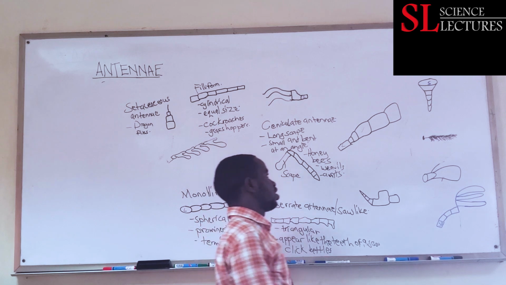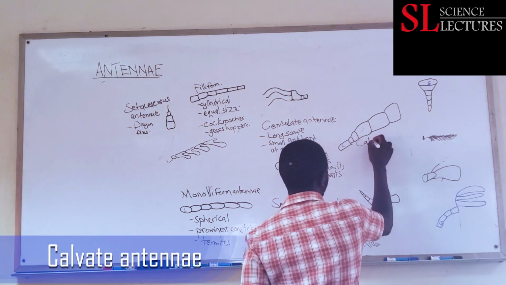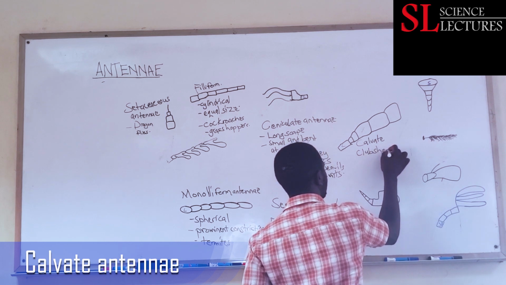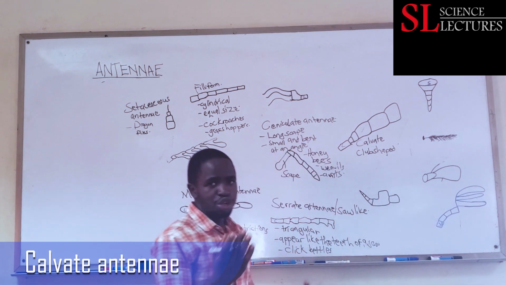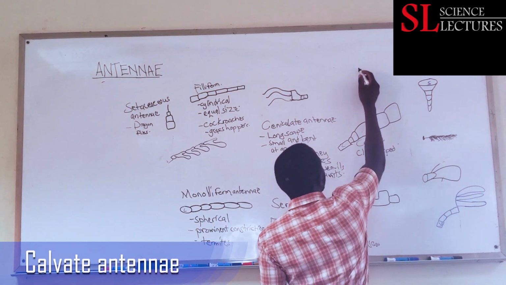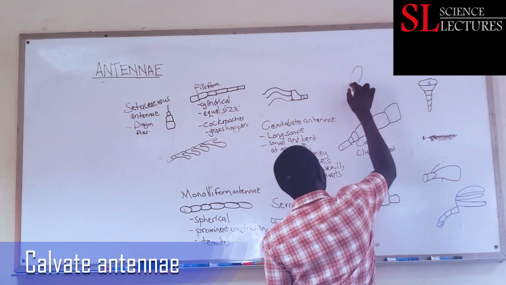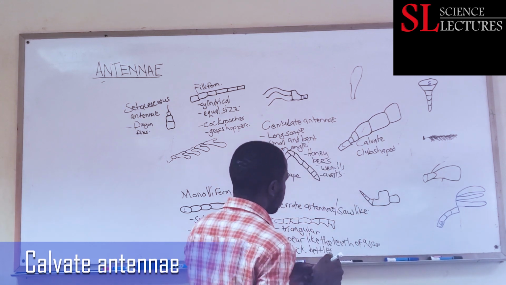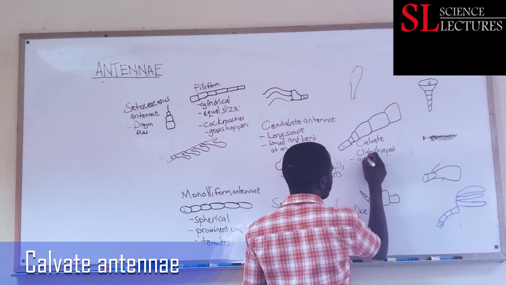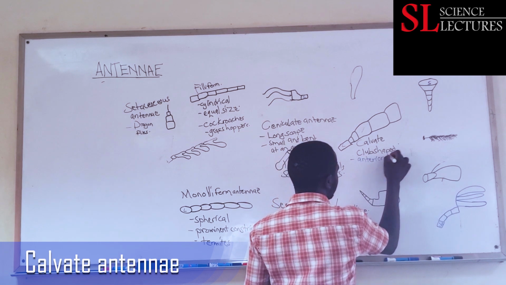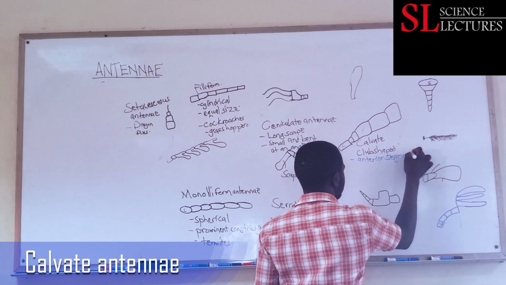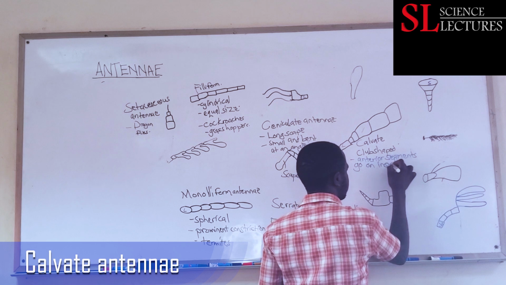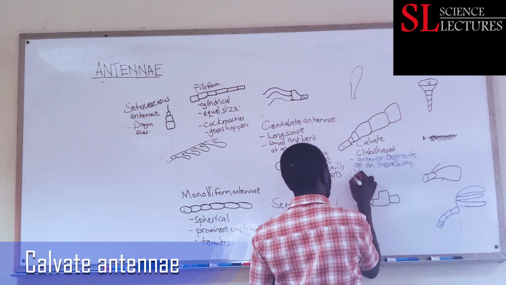Next, I want us to look at clavate or club-shaped antennae. You know what a club looks like, something that looks like this. In this type of antennae, the anterior segments go on increasing in size.